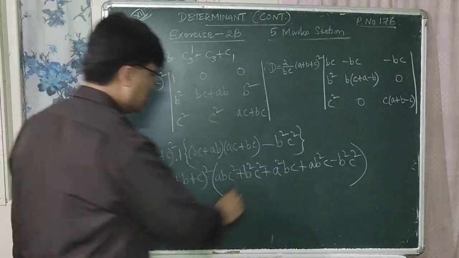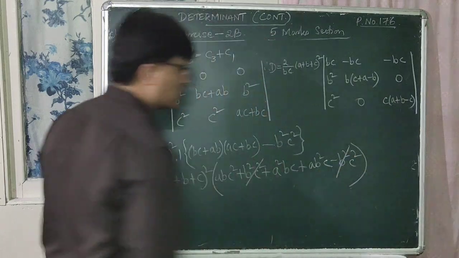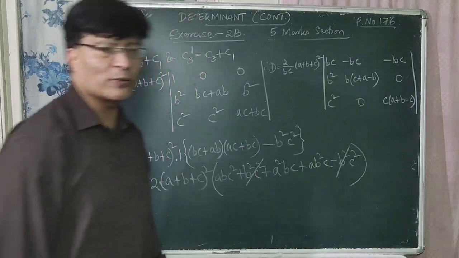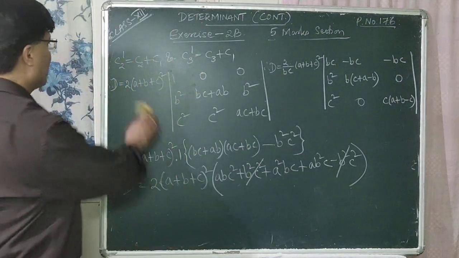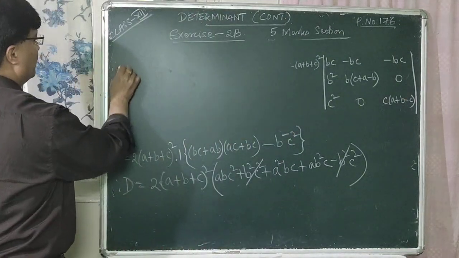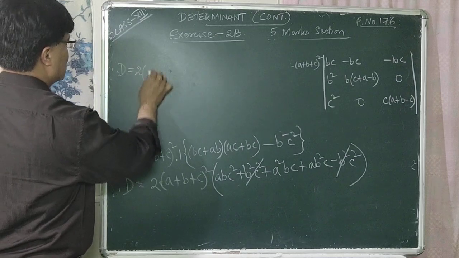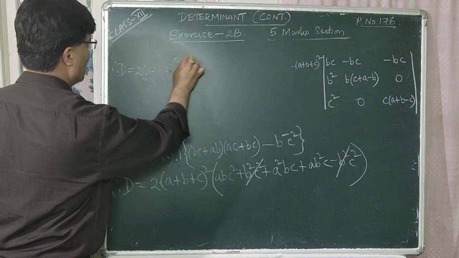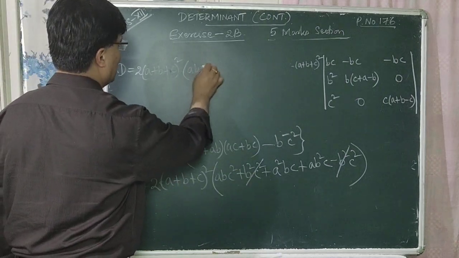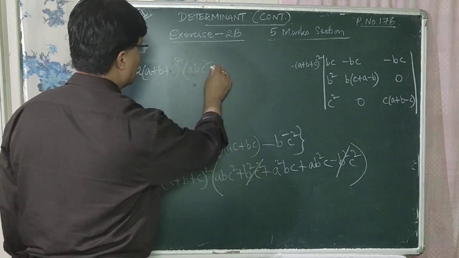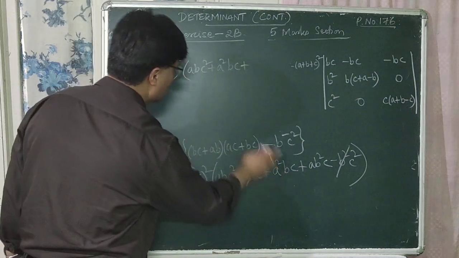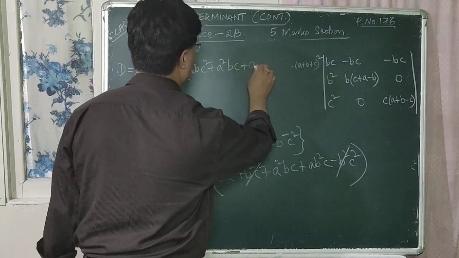So now we can cancel it. What can we cancel? This plus b square c square minus b square c square will be cancelled. Okay, now therefore D is equal to twice A plus B plus C whole square into. So write down the remaining terms. ABC square, right? Plus A square BC plus AB square C.